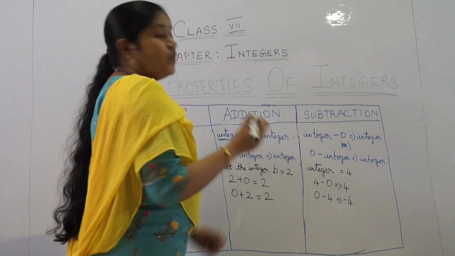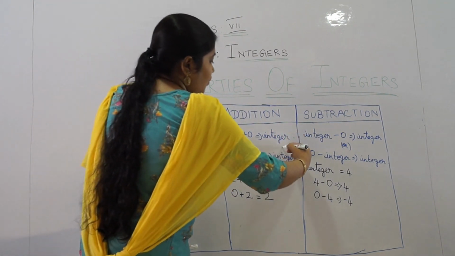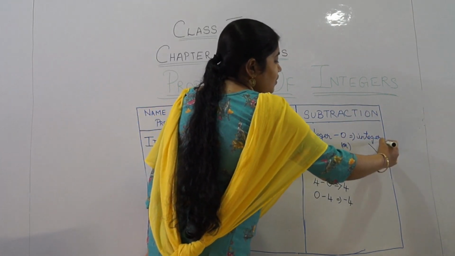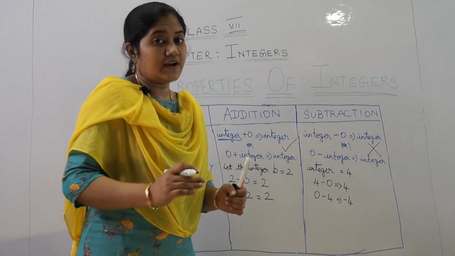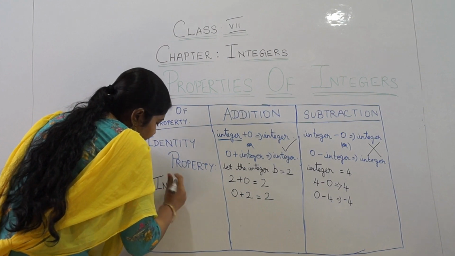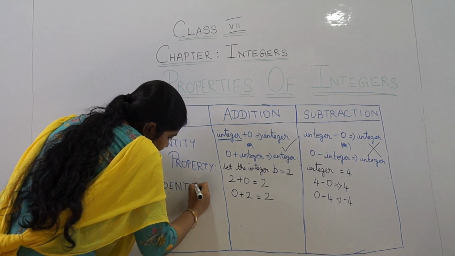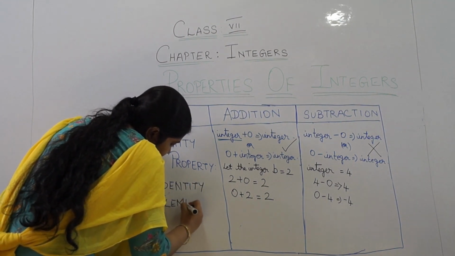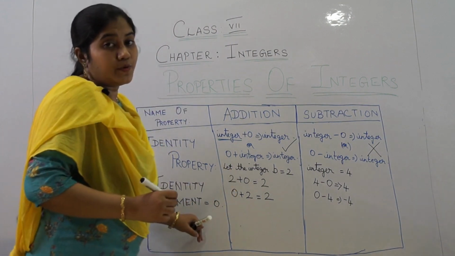With this we can conclude that the identity property holds good for addition, whereas the identity property does not hold good for subtraction. One more point to note here is that the identity element for addition and subtraction is 0. This is one of the most important points that should be noted.